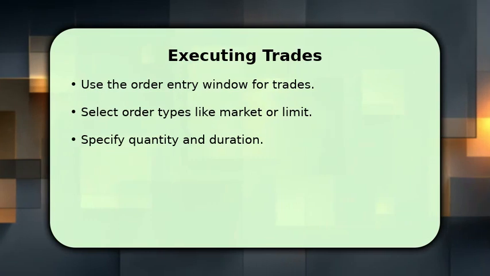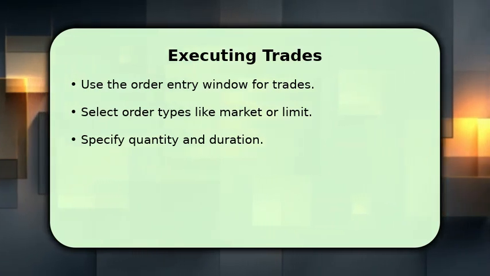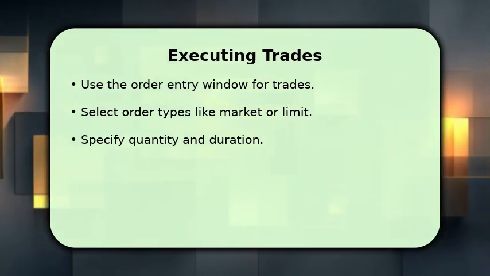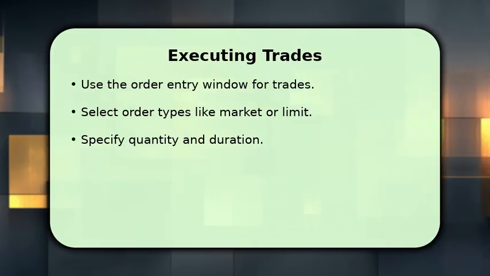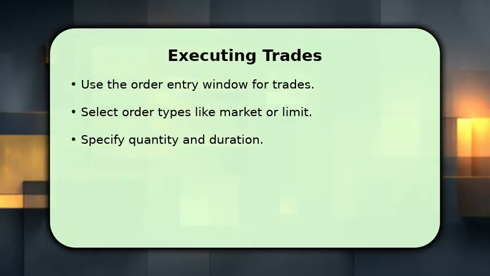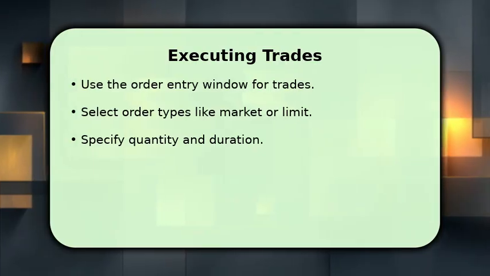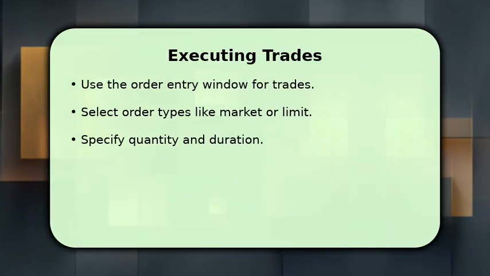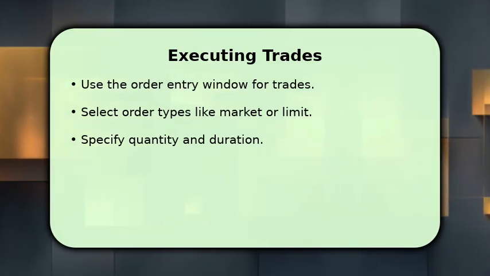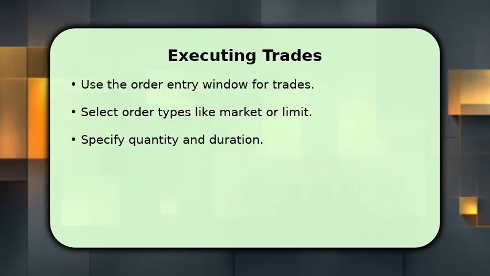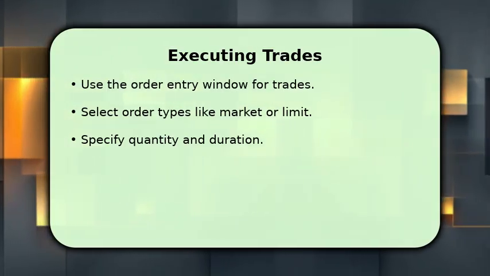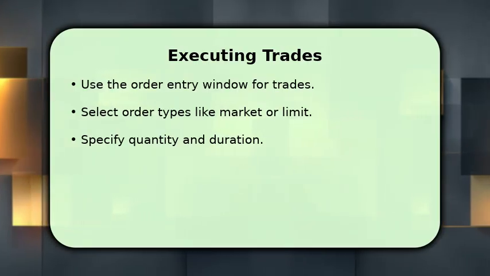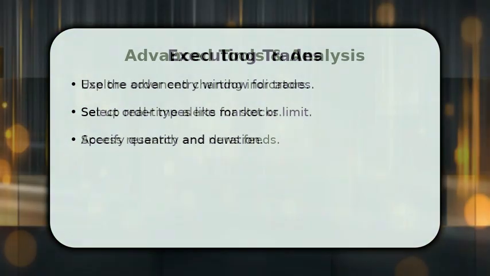Placing a trade on Etrade Pro is straightforward. Open the order entry window and select your desired stock or option. Choose an order type, such as a market order for immediate execution or a limit order to control your price. Enter the quantity you wish to trade and set the order's duration. Always review all details carefully before confirming and submitting your trade.